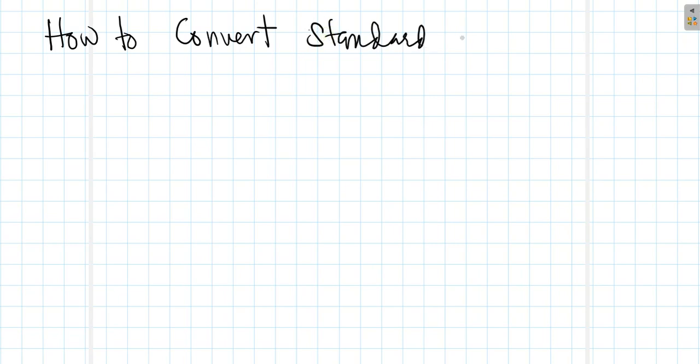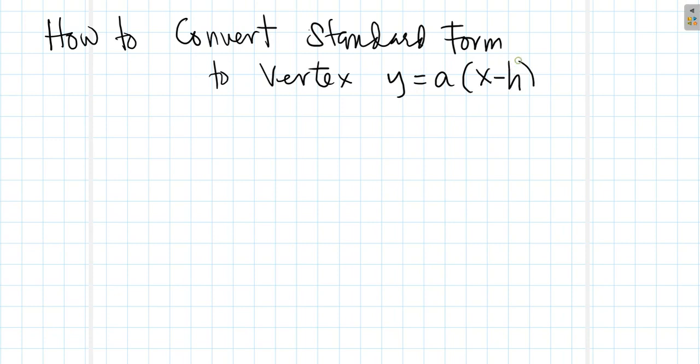Okay, so we have now an example. This is now how to convert our standard form to vertex form. So the vertex form is a times x minus h squared plus k. So algebraically, to get into the form of ax squared plus bx plus c, we need to follow the steps below. We have to follow the steps to convert the vertex form into the standard form, or vice versa.